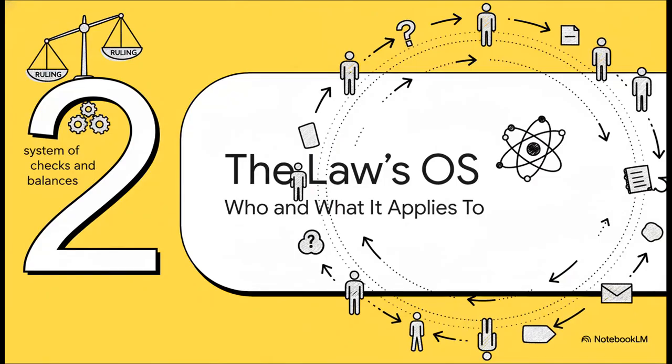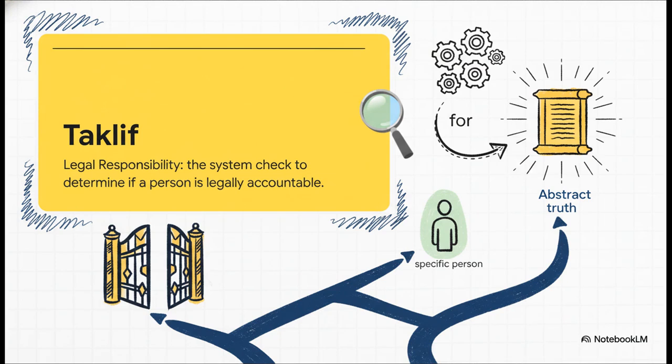But here's the thing. Before a ruling even applies to anyone, there's this whole other layer we have to look at. It's like a system of checks and balances, almost like the law's own laws of physics, that determine who the ruling is even for. And this idea has a name, taklif, or legal responsibility. You can think of it as the system's very first filter. It asks the question, is this person even legally accountable in this situation? Because a ruling isn't just some abstract idea floating out in space. For it to matter, it has to apply to a specific person under very specific conditions.